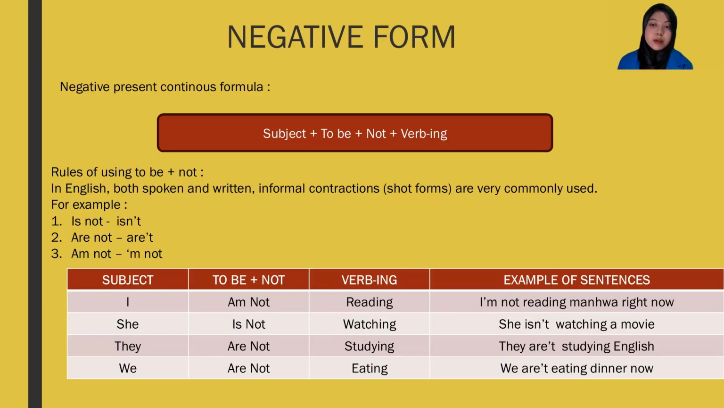Subject she. Example of sentence: she isn't watching a movie. Subject I: I'm not reading manhwa right now. Subject she: she is not watching a movie. Subject they. They are studying English, or they are not studying English.